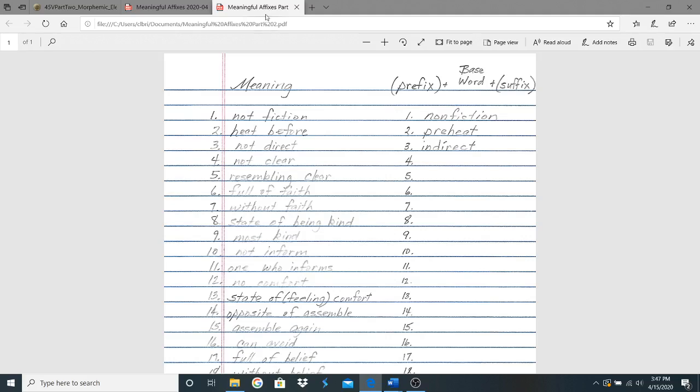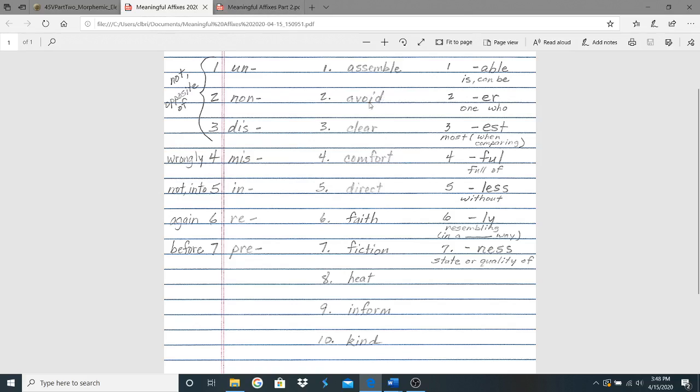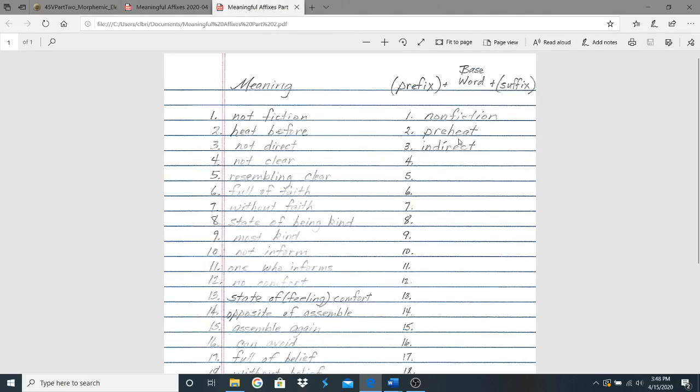Let's go back to our meanings. And by the way, I wrote nonfiction there. Heat before. So heat before, and let's look and see if we have the word heat. Yes, we do. But like I said, if heat was not on the list, you could choose a word that is a synonym for heat. So heat before, well, I know that pre means before. So there's not another prefix that means before, and there's not a suffix that means before. So the word would be preheat. So we'll go back, and that's what I had written. Preheat means to heat before.